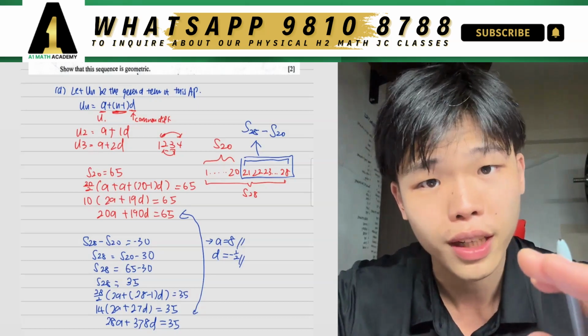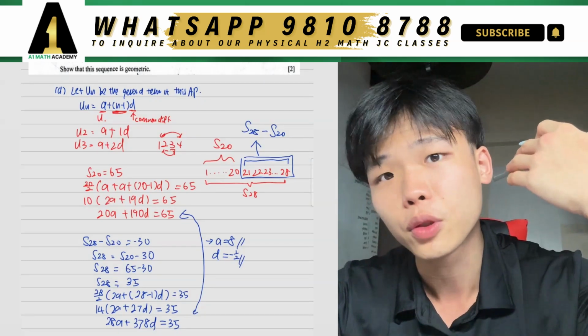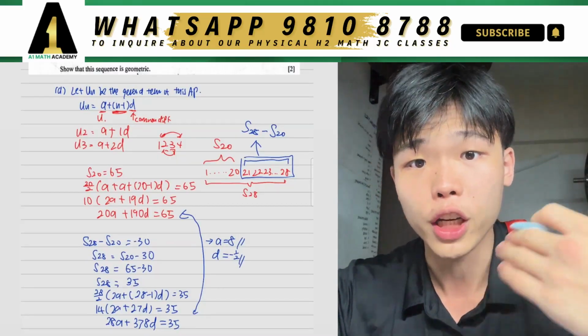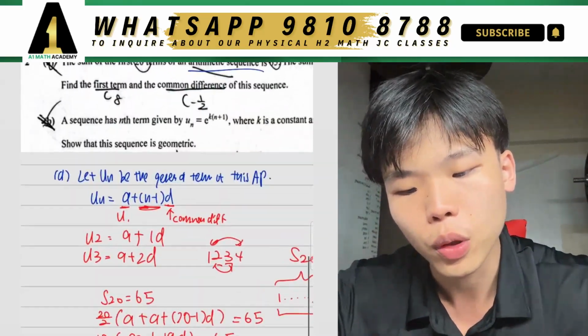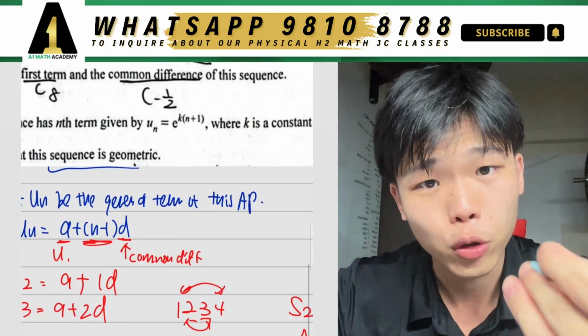Now part B is also a very standard question, which is how do you prove that something is geometric? Just as a recap, whenever it comes to any sequence, not necessarily everything is an AP or a GP. It can be a mix of both, or it can be something very different. But over here, we want to specifically show that it's a GP.